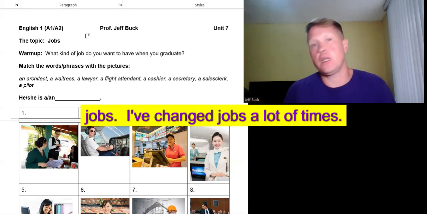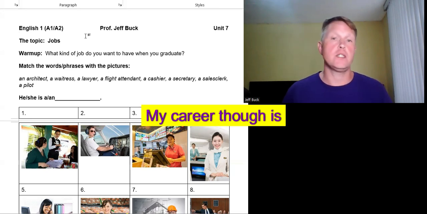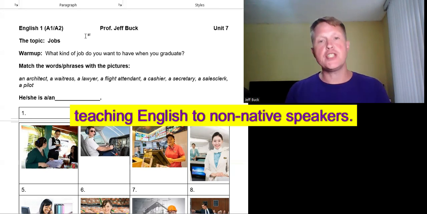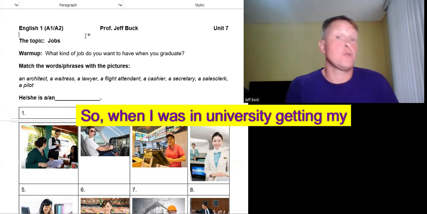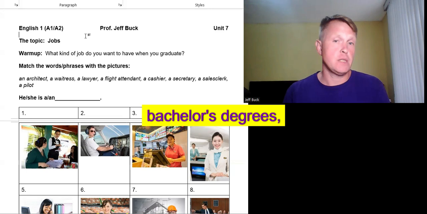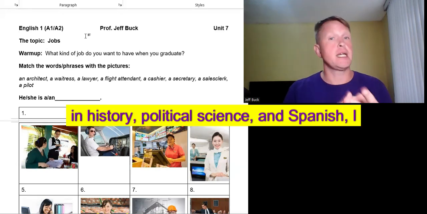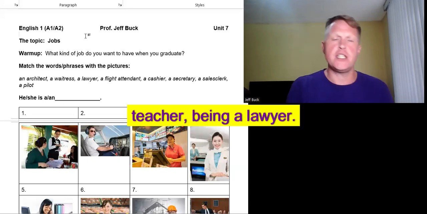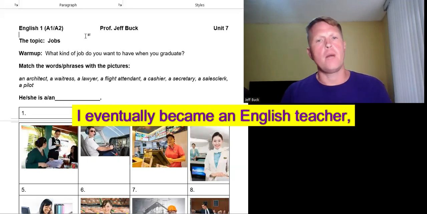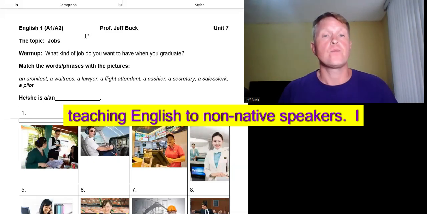I've changed jobs a lot of times. My career, though, is teaching English to non-native speakers. So when I was in university getting my bachelor's degrees in history, political science, and Spanish, I considered some different options, being a teacher, being a lawyer. I eventually became an English teacher, teaching English to non-native speakers.